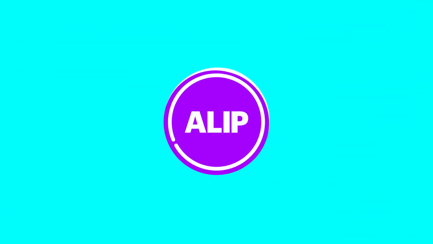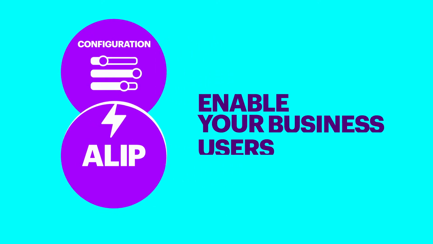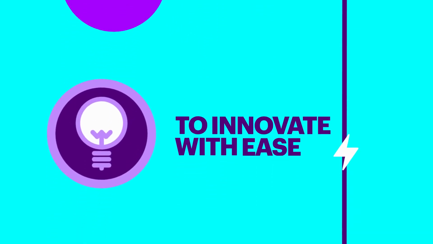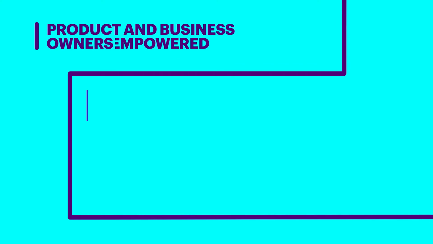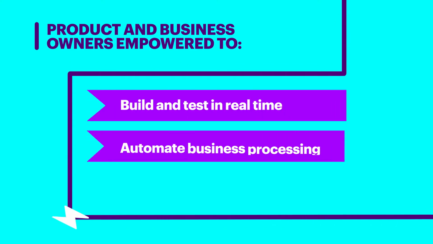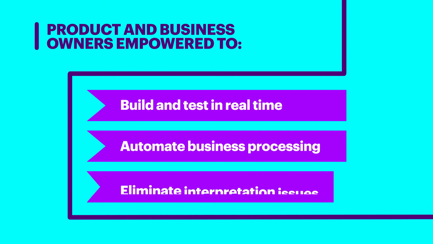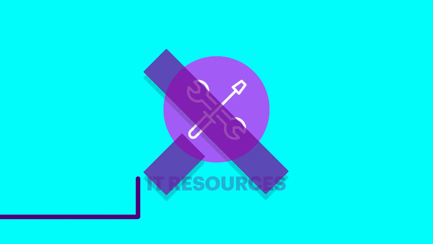In this video, we'll demonstrate ALIP's powerful and flexible configuration capabilities and show how these enable your business users to innovate with ease and automate to drive down costs. ALIP is designed to empower your product and business owners to build new products and test them in real time, automate business processing, and eliminate interpretation issues, all without the need for IT resources.